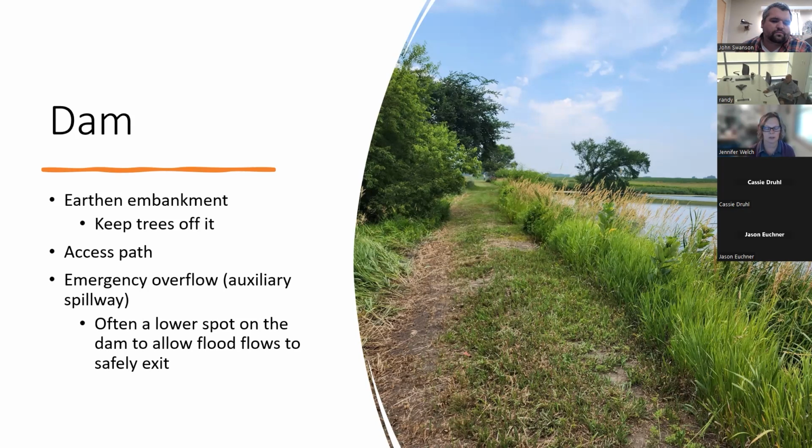Sometimes the dam can also be used as an access path. That's one of the easier places to get across, because the other end of the pond might be sort of marshy as water's flowing into it. So here you can see a pond dam where they have actually done mowing, and that's the pathway across. One of the other key features to look at if you're looking at your dam or the area of your pond is that generally we have an emergency overflow, or sometimes called an auxiliary spillway.